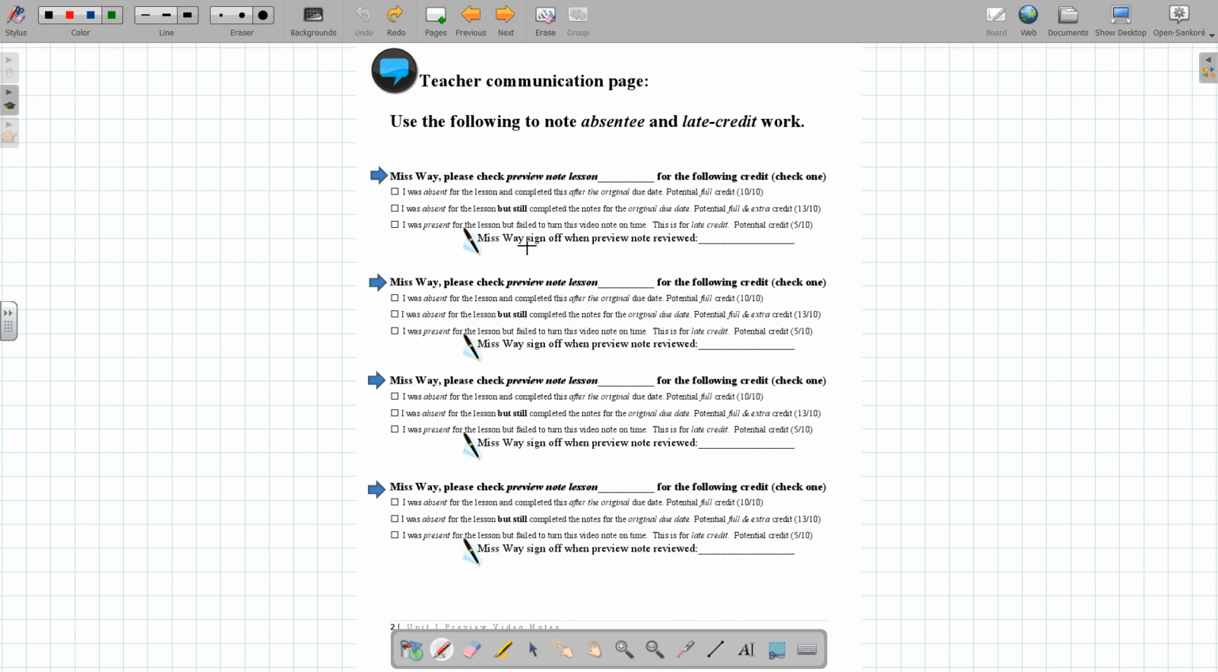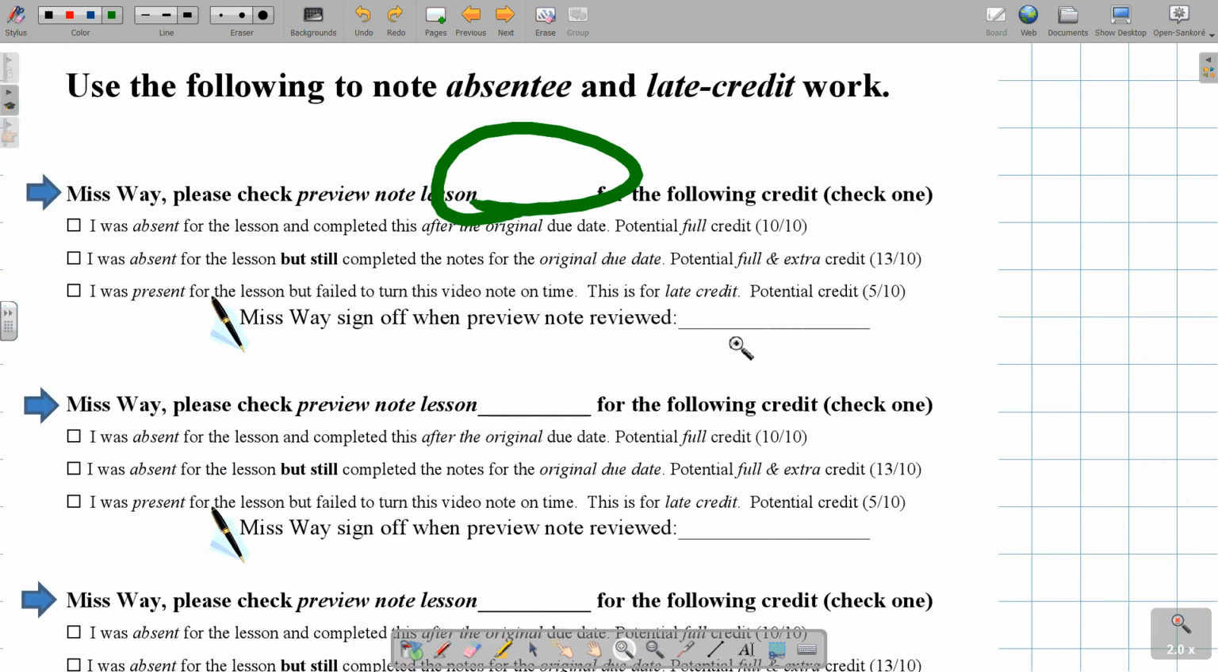So if you want me to check any of these preview notes in this packet and you were absent, first you tell me what you would like me to check right here. So let's say you want me to check the preview notes from lesson 1.5. So you say preview notes 1.5. And then you have 3 options here that you would check. If you were absent for the lesson, and you completed it the day after the original due date, you do get an extra day if you're absent due to illness, then you get potentially full credit.